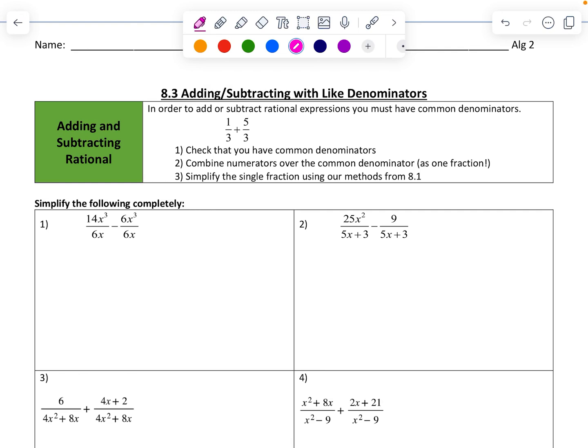Hey everyone. So far this unit, we've done multiplying and dividing with rational expressions. So today we're going to start adding and subtracting. Specifically, we're going to look at adding and subtracting with like denominators.